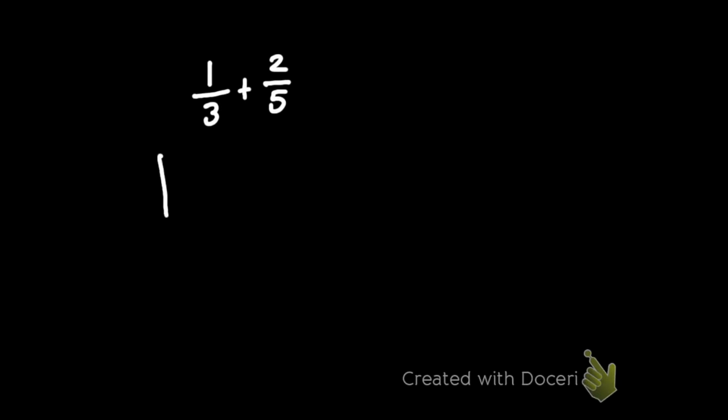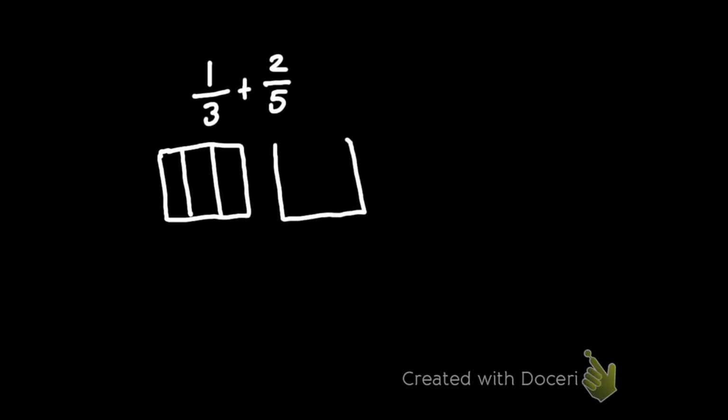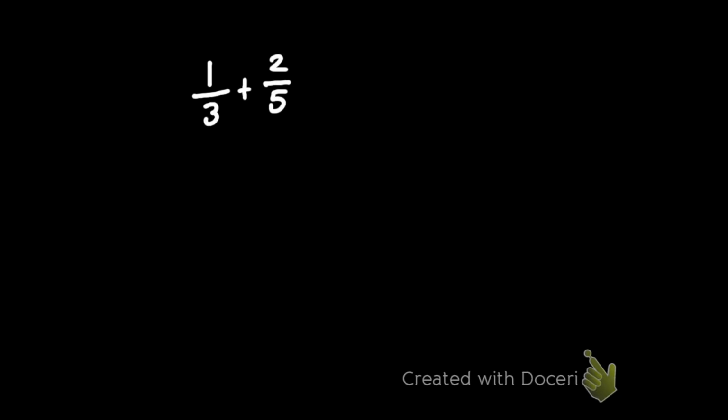Remember that the denominator represents the whole divided into that many parts. So if I draw one whole and divide it into thirds, and I also draw another model to represent my fifths, I'm easily able to recognize that a third is actually greater than a fifth, and they're not the same. They're not like denominators. So with this being said, I need to actually look at my denominators and rename them so that they're the same.